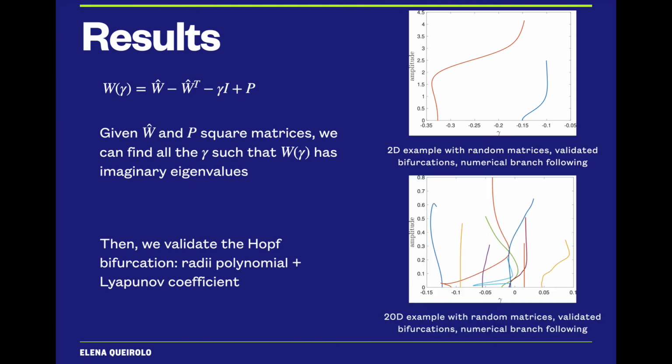In the same way as the two-dimensional example, we can scale up very easily. Since all our computations in this case are linear computations, or very close to linear computations, we're able to look at very large problems. And here we have a 20-dimensional example in which we have set up W hat and P to be random matrices. We could validate the 10 Hopf bifurcations of this 20-dimensional example, and then we could numerically follow all of the branches.